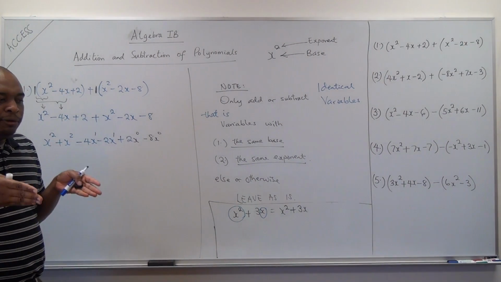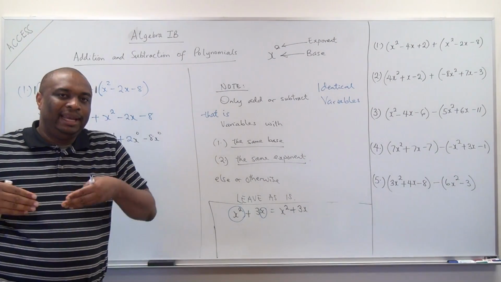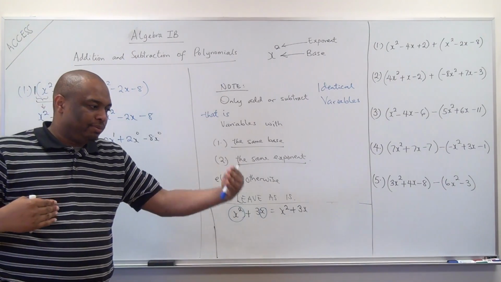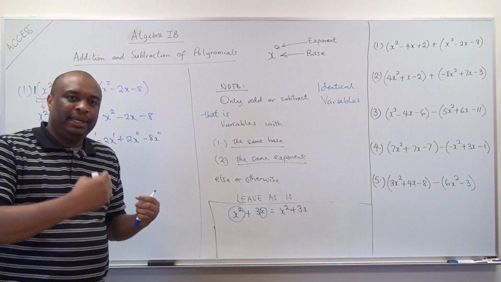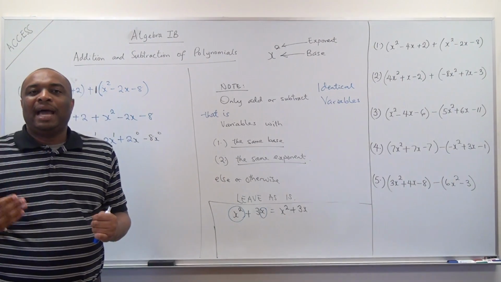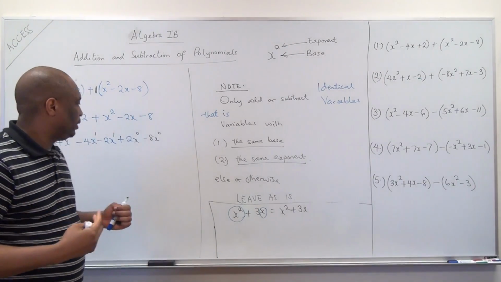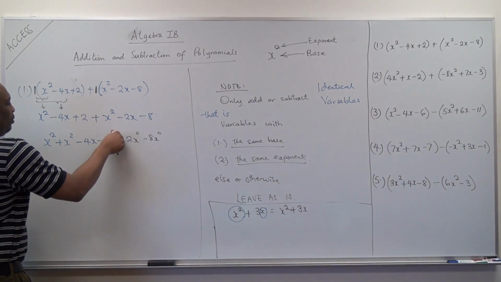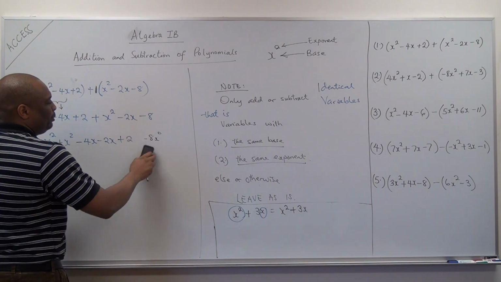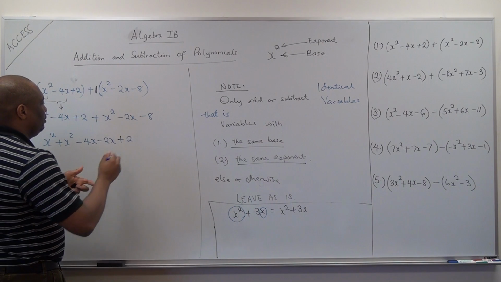The polynomial functions should be ordered. It should be in a certain order, either increasing or decreasing. Increasing means from smallest to highest. Decreasing means from highest to smallest. But we always want to start in decreasing order just to maintain that order. So that's why we have it with x squared first. And we don't need to put x raised to 0. We know that this is 2 minus 8.